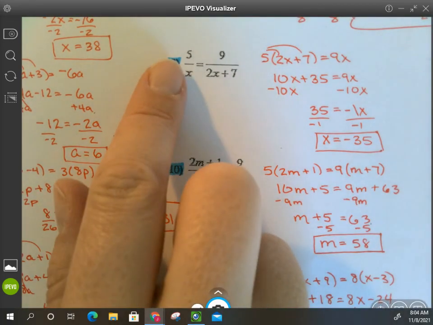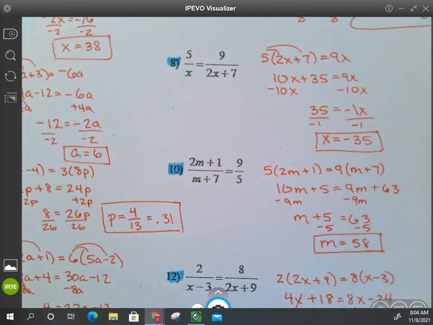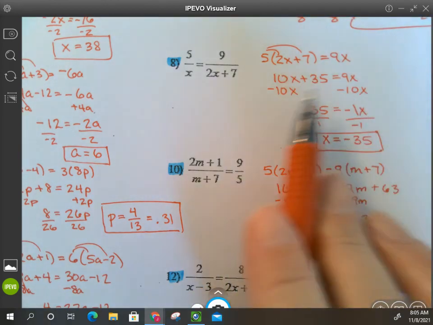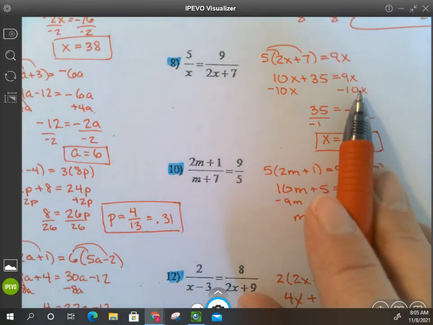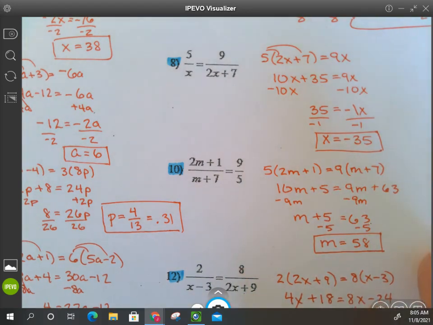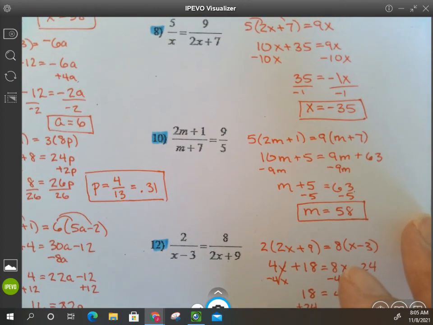The first one was we had 5 times 2x plus 7, and then the 9 times x. So it does take a little more time to solve these because you have to distribute, you have variables on both sides. So I chose to switch this over here to get the x by itself, and I got negative 35. All right, we're just going to move down the line here in case you need this still up.